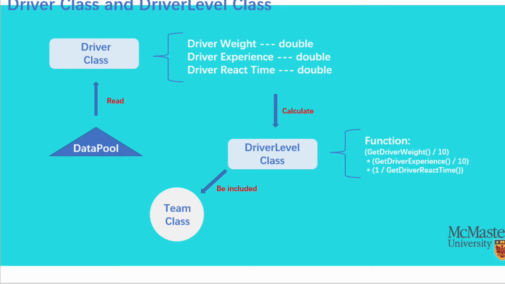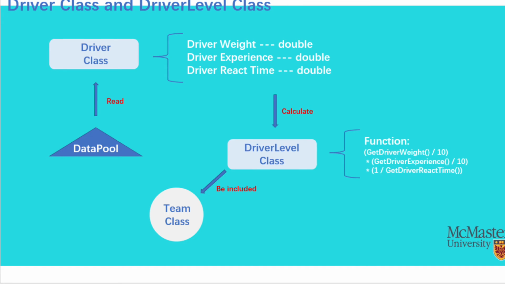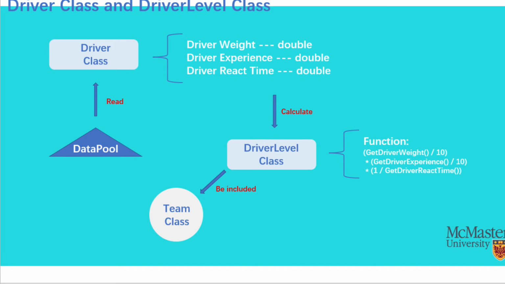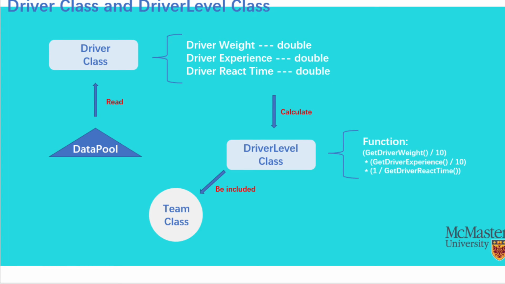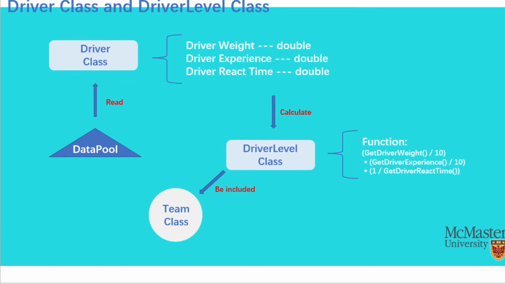We are collecting the data from a TXT file. Finally, we build up a function that combines those data to provide a level for all drivers. This class is parallel with car class and station class. Driver class reads the data from the data pool. Then this data will be calculated with the functions here: get driver weight over 10 times get driver experience over 10 times 1 over get driver react time.